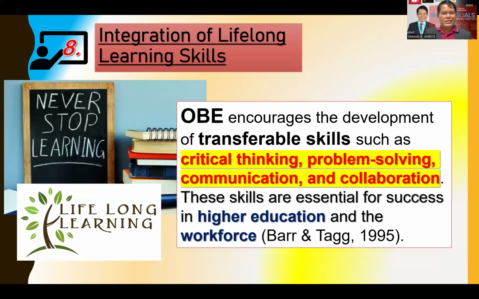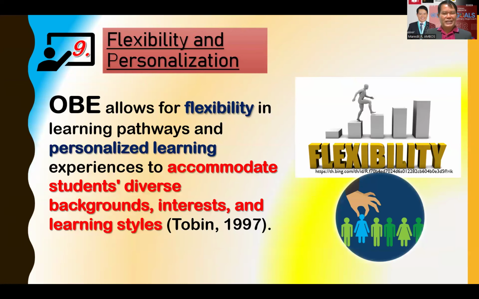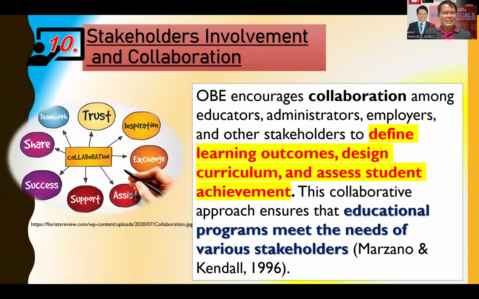Number eight is that there is integration of lifelong learning skills. When we say lifelong, it could be the transferable skills such as critical thinking, problem solving, communication, and collaboration. And take note, we never stop learning. Then number nine is flexibility and personalization. OBE allows us to become flexible, and we personalize learning according to the students' diversity, interest, and learning style. Then lastly, stakeholders' involvement and collaboration.